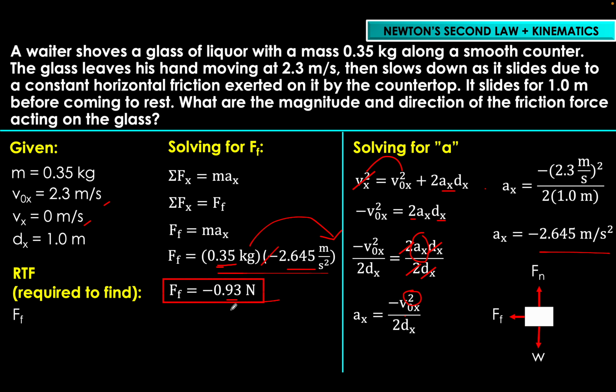Is it reasonable? In terms of magnitude, yes, frictional force values are usually less than 1 in terms of magnitude in newtons. And then for the sign, of course, it will be negative since, again, we take the positive direction as the motion of the liquor glass. So the friction force has to be opposite to that motion. So it has to be negative.